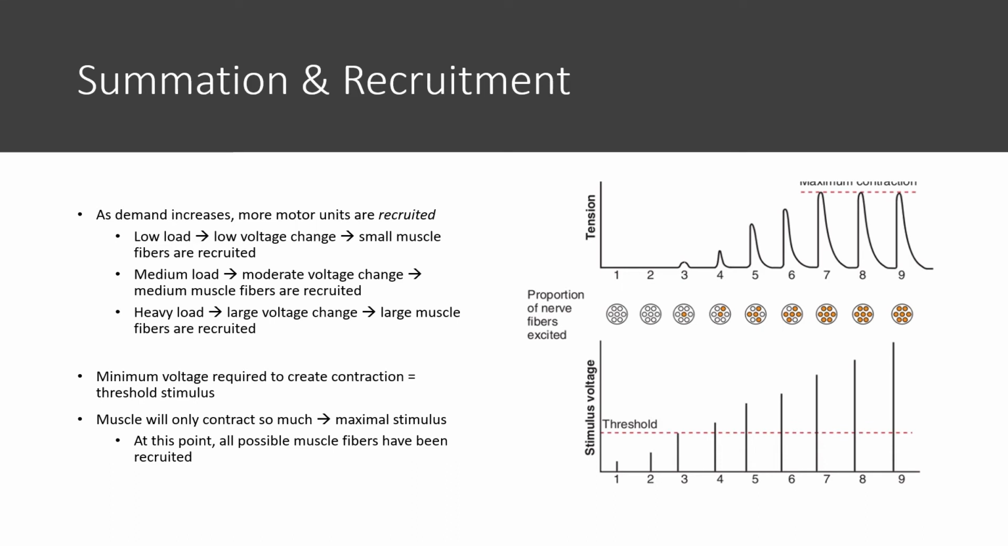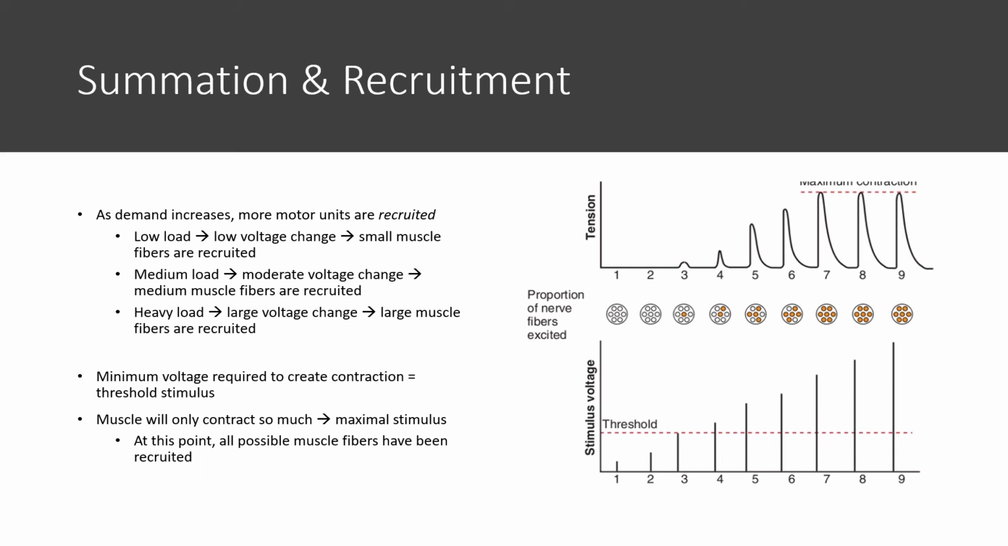Summation and recruitment. As demand increases, more motor units are recruited. If your muscle experiences a low amount of resistance or has to lift a low load, a small amount of weight, put your arm down on the table so that your arm is flexed. Put a pencil in your hand and go to lift that pencil. There's a load on your hand, the weight of the pencil, but it's not much, right?